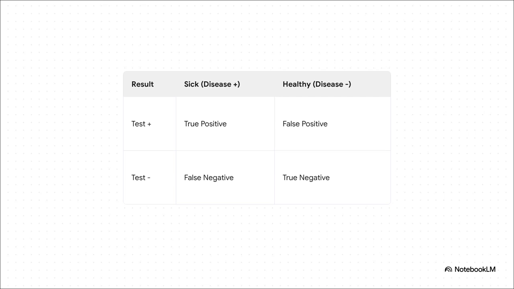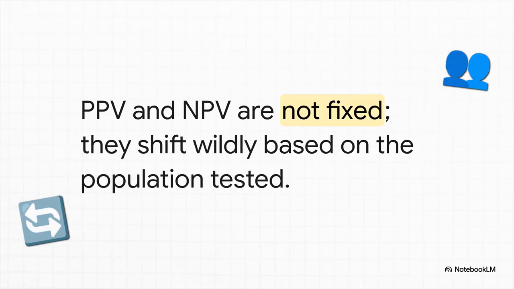It calculates the true probability of a patient being sick based on their specific result, looking at the ratio of true positives to all positives, including all those false alarms. But here is the major plot twist of this lesson. Unlike sensitivity and specificity, which are fixed properties of the test itself, predictive values are absolutely not fixed. They are incredibly volatile. They shift wildly depending on who you are testing. A test doesn't just have one single PPV, it's completely dynamic.